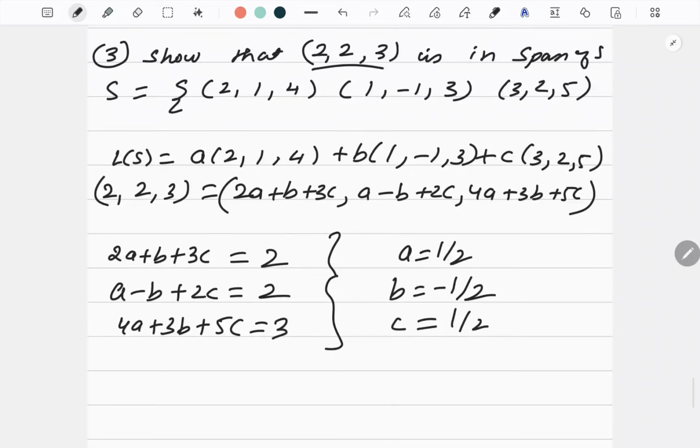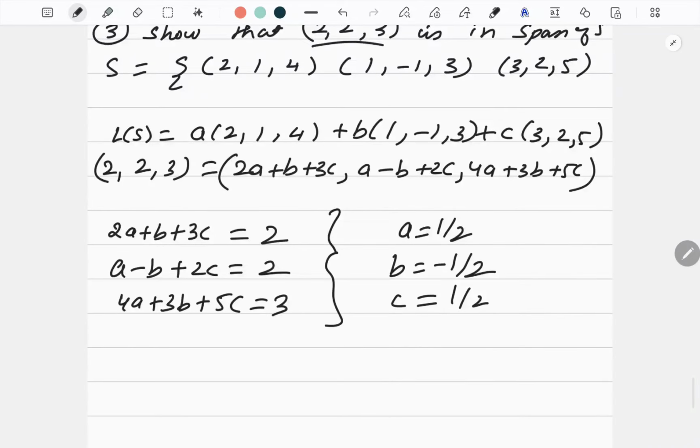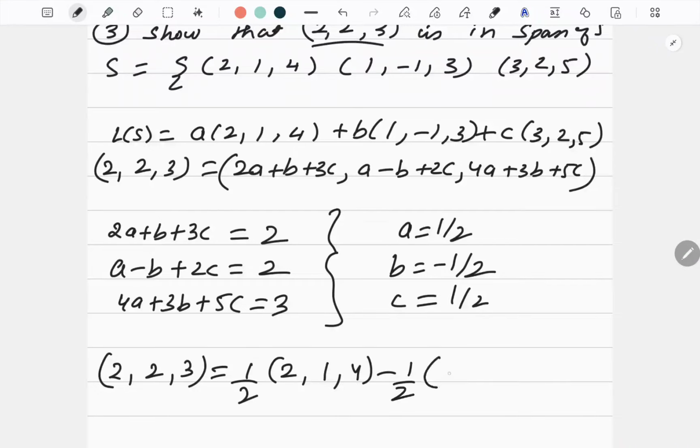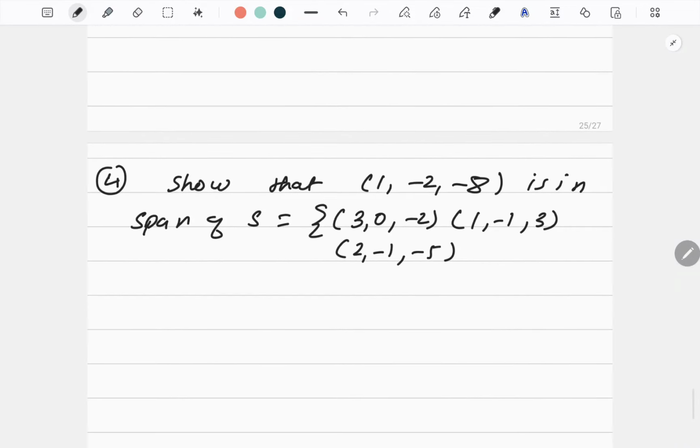If you don't know how to use the calculator, there are videos to use calculator I have done for various models, so you can go through it. So I can say that 2, 2, 3 can be written like 1 by 2 of 2, 1, 4 minus 1 by 2 of 1 minus 1, 3 plus 1 by 2 of 3, 2, 5. So it belongs to linear span because I can write it as a linear combination. Okay. Let's see one more question.